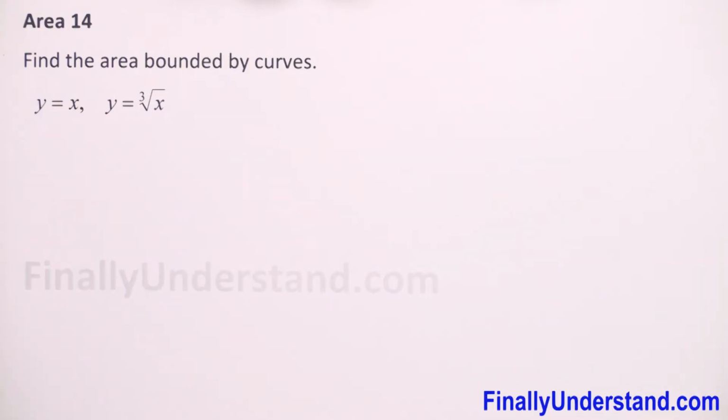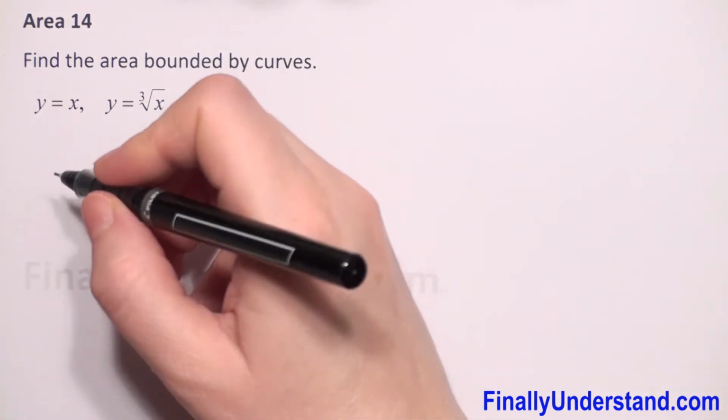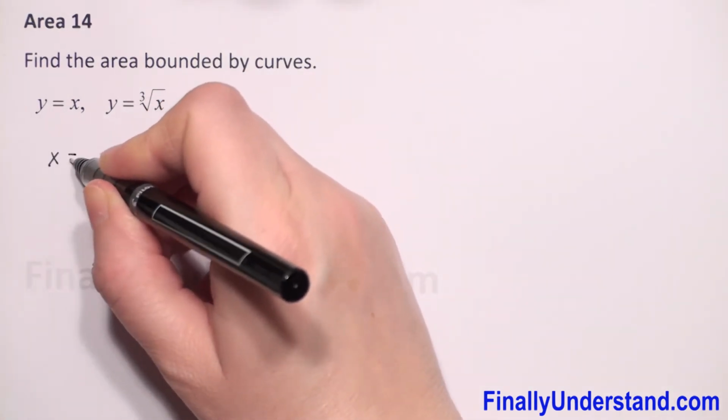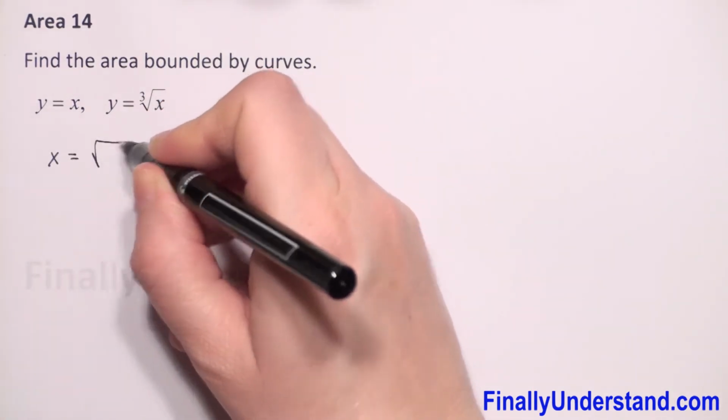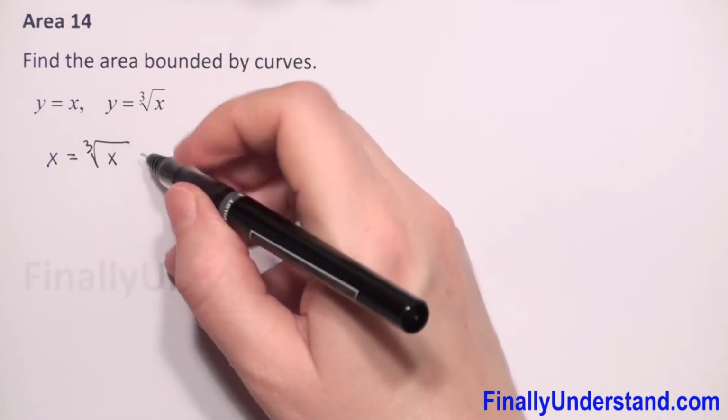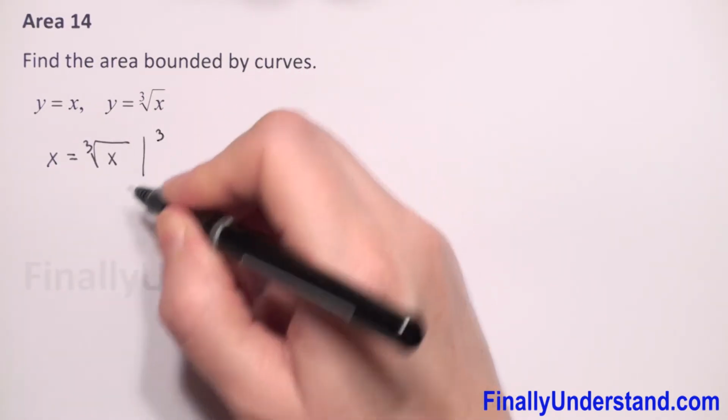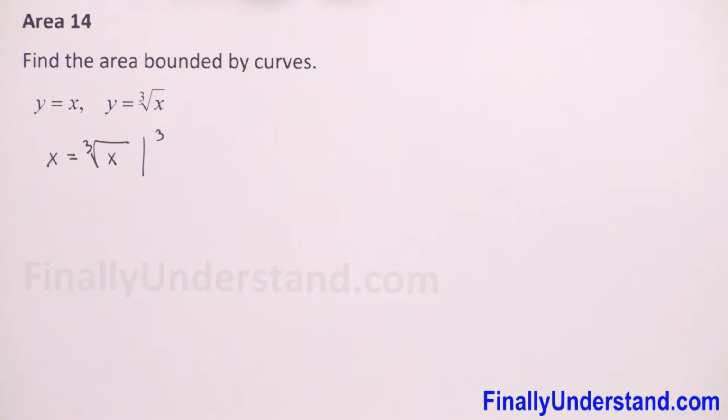We have two curves given. First we will find the intersection points. We will set the two equations equal, so we will have x equals cube root of x. Next I will take both sides to the third power to eliminate the cube root.